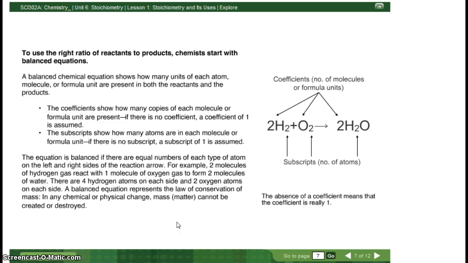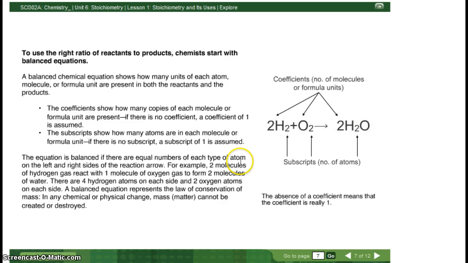The equation is balanced if there are equal numbers of each type of atom on the left and right sides of the reaction arrow. For example, 2 molecules of hydrogen gas react with 1 molecule of oxygen gas to form 2 molecules of water. All right, so let's look at how they got that. 2 copies of H2, or in other words, 2 molecules of H2, react with 1 molecule of O2. It yields or produces 2 copies of water, or 2 molecules of H2O.